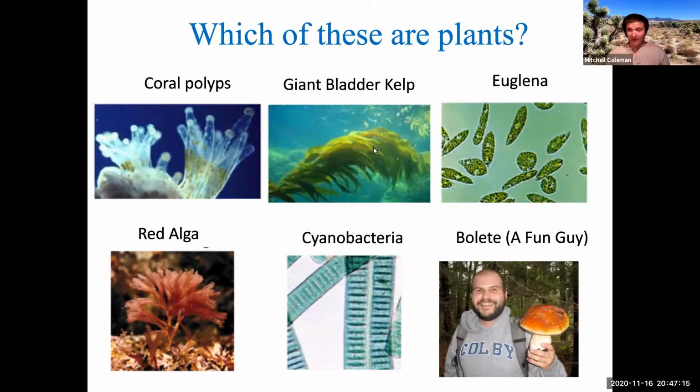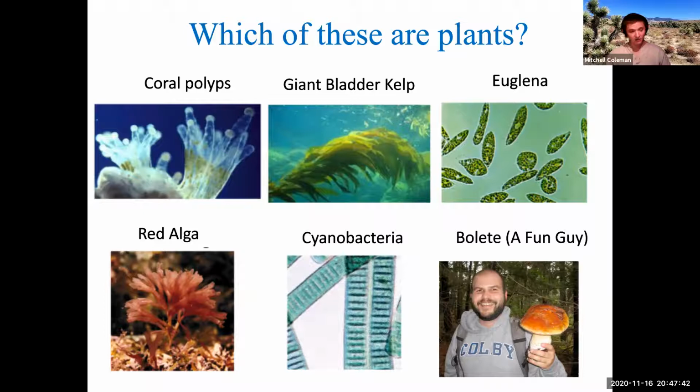Is this giant bladder kelp a plant? This kind of thing that we talked about in the context of keystone species in Unit 1, where the urchins eat the kelp and the kelp is the habitat for most of the fish. Remember that example? Is the kelp a plant? I don't know. Euglena, which is this single-celled organism that's obviously green, has chlorophyll in it. Is that a plant? I don't know.